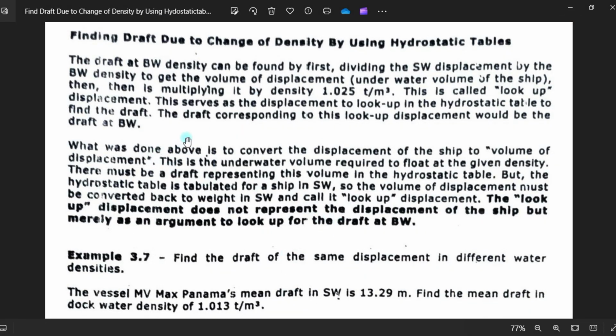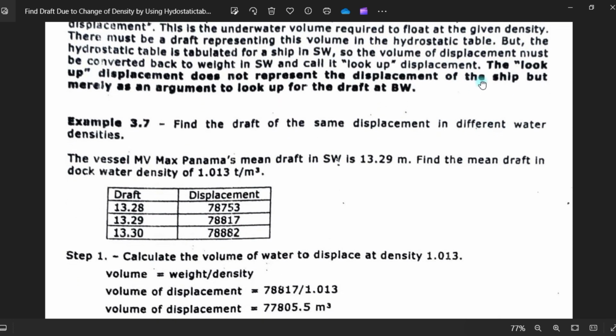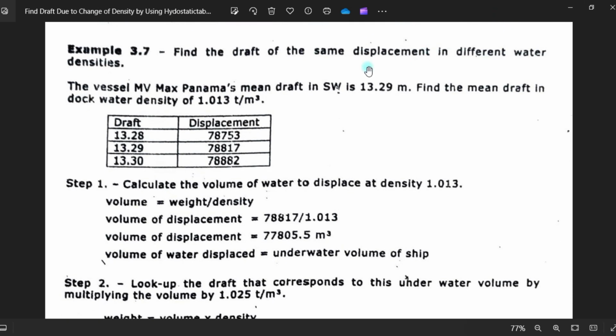So the topic again is finding draft due to change of density by using the hydrostatic table. By this example, it says here, find the draft of the same displacement in different water densities. The vessel is a Panamax vessel, and the mean draft in salt water is 13.29. Find the mean draft in dock water density of 1.013.